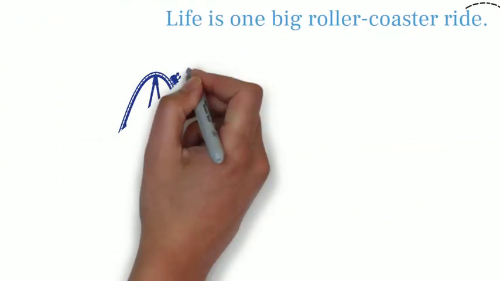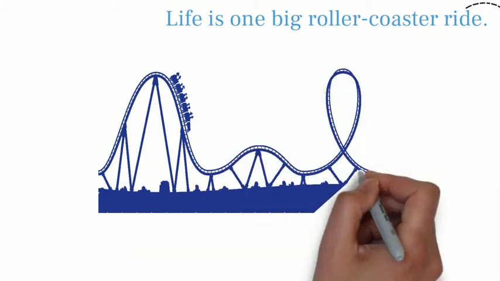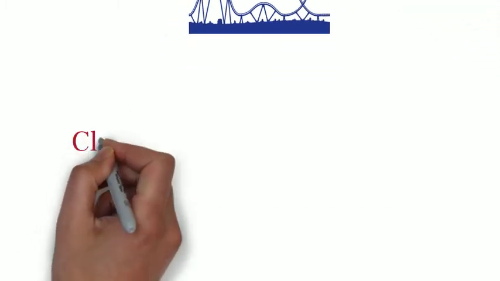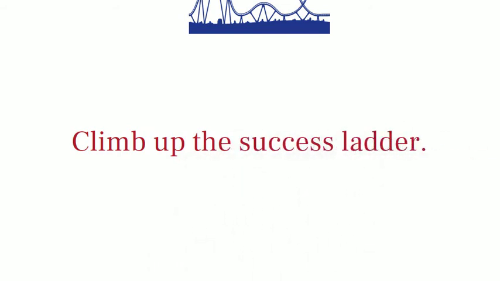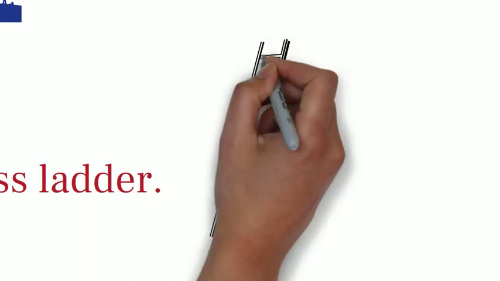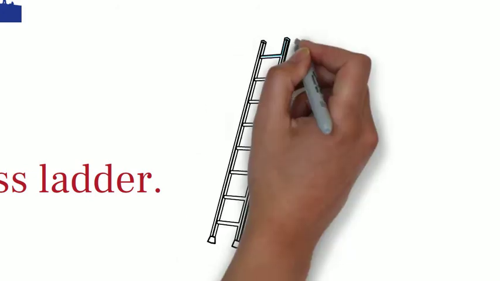So, as a figure of speech, metaphors are extremely valuable in making an abstract idea such as life clearer by associating the idea with something concrete such as roller coaster that relates to one or more of the senses. Let's see one more. Climb up the success ladder. Again, success is an abstract thing, so by comparing it to a ladder, we can imply gradual progression, difficulties involved in reaching to the top.